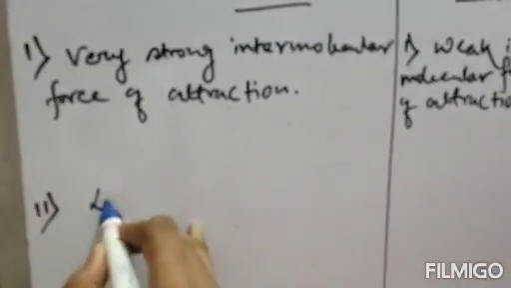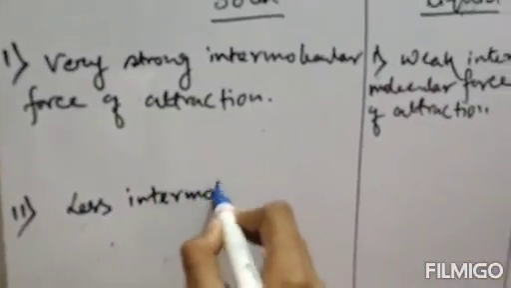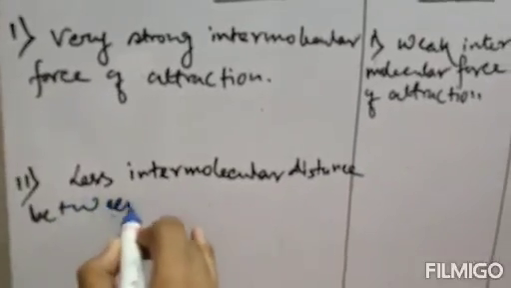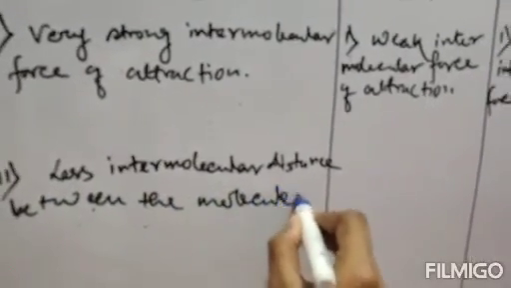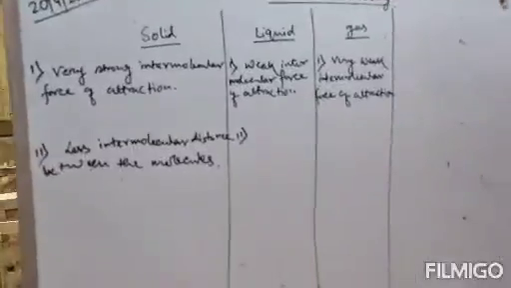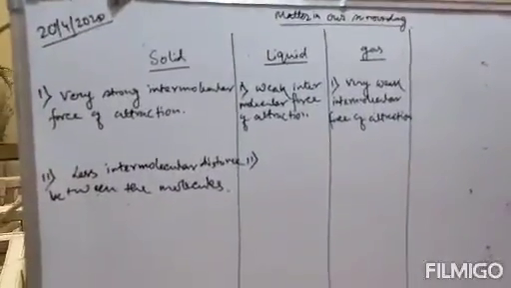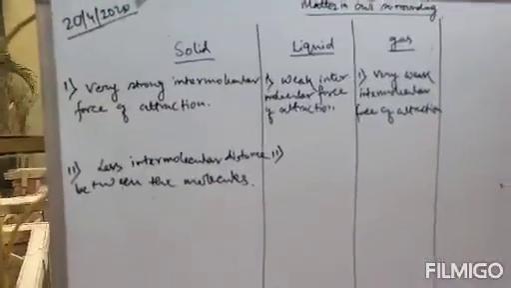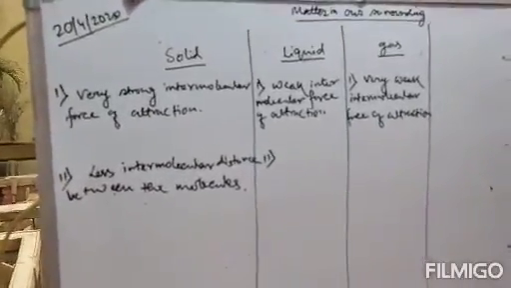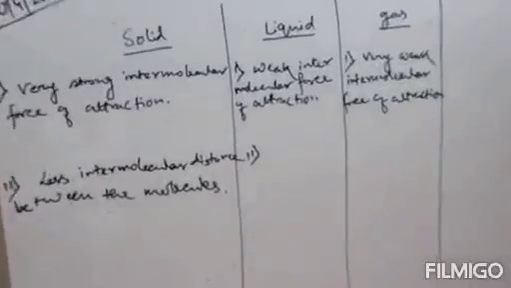So we will write less intermolecular distance between the molecules. Intermolecular distance is very less in solid, and this intermolecular distance is somewhat greater in liquid. In liquid, this intermolecular distance is somewhat greater than solid. Listen carefully. Clear?